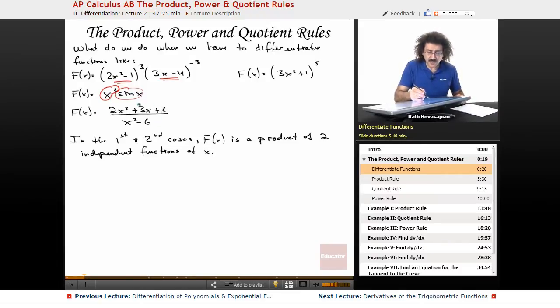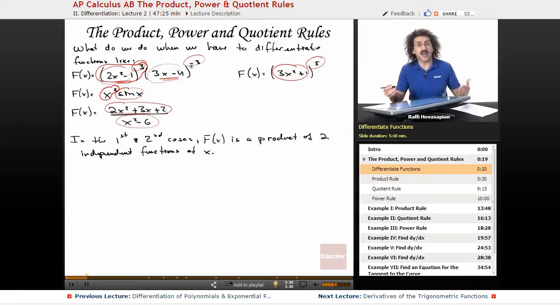In the third case, we have an independent function of x divided by an independent function of x. And in this one over here, we have some independent function of x, and it's actually raised to a power. We actually have the same case here. This whole thing is an independent function of x, made up of a function of x raised to a power times a function of x raised to a power. How do we handle things like this?